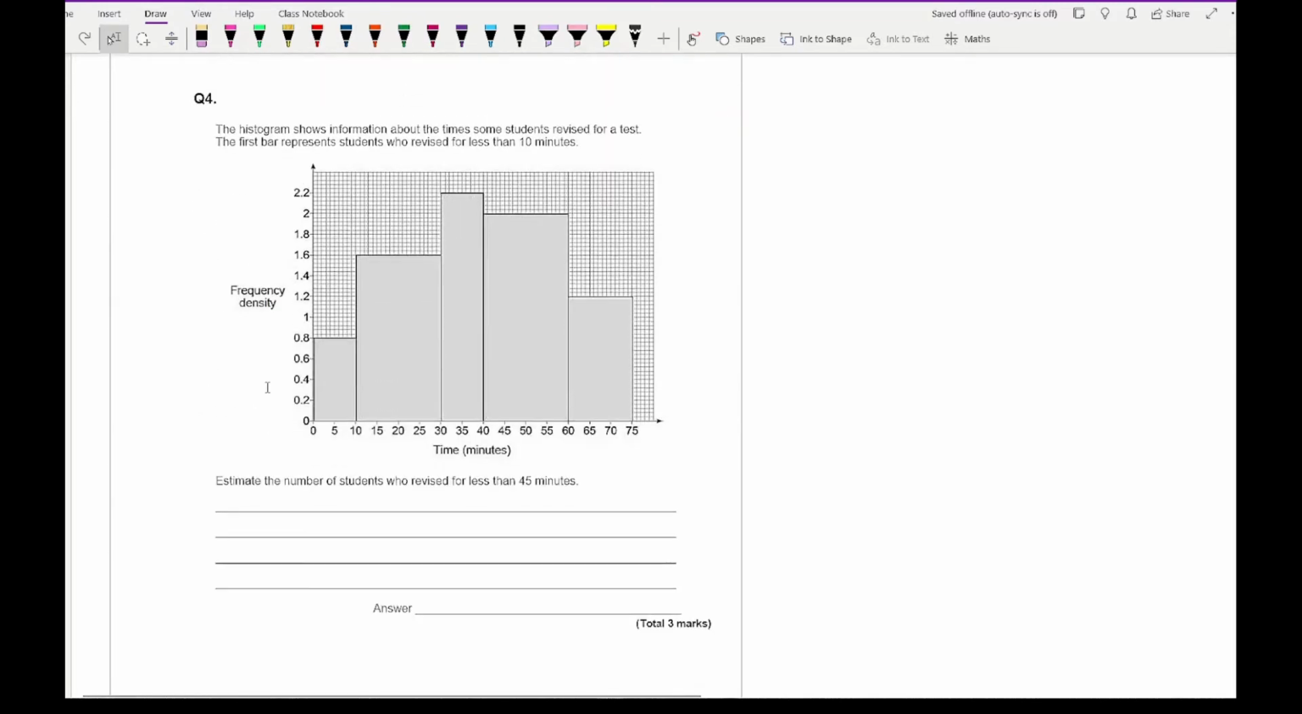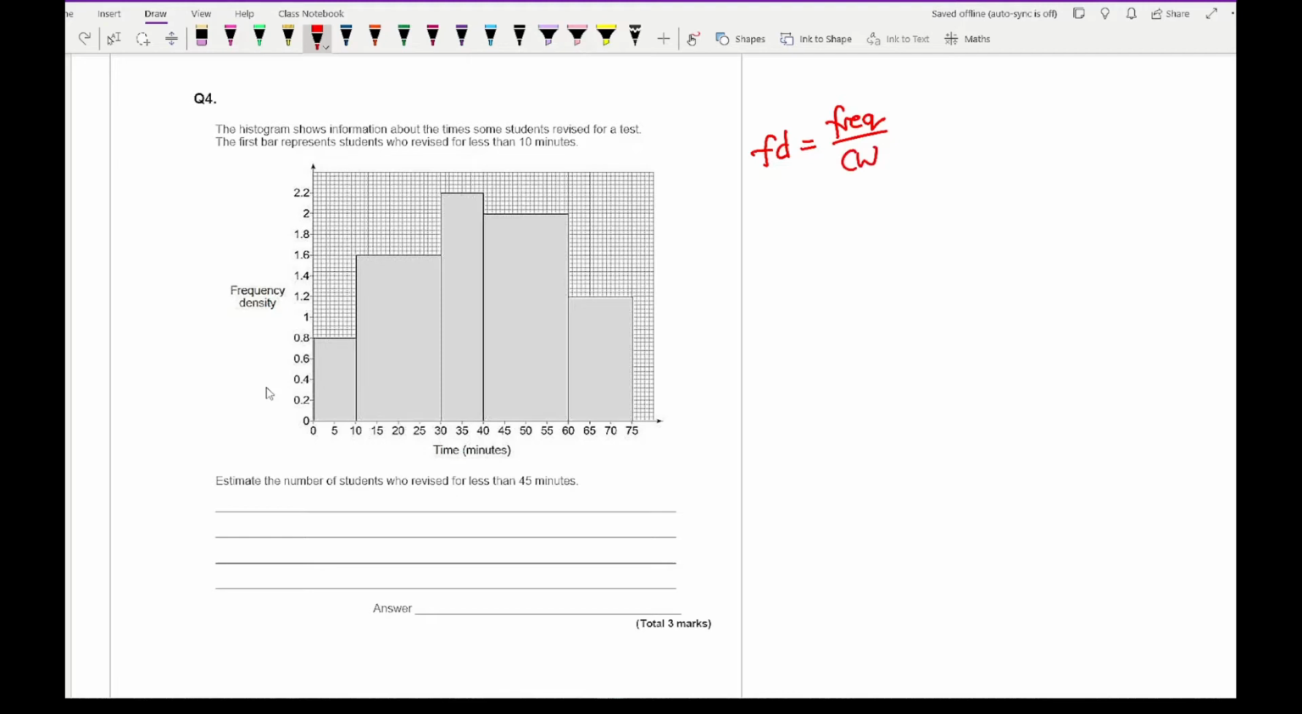Then moving on to question 4, it says the histogram shows information about the time some students revised for a test. The first bar represents students who revised for less than 10 minutes. Estimate the number of students who revised for less than 45 minutes. So first things first, we need to recognize that we need to work out the frequencies. Now, frequency density is the frequency divided by the class width.